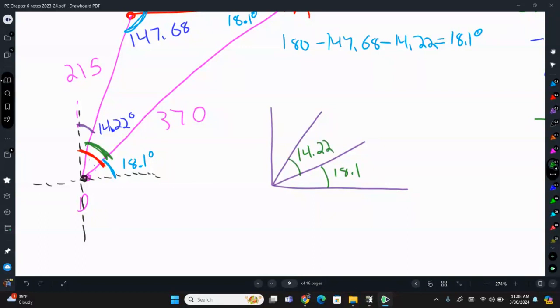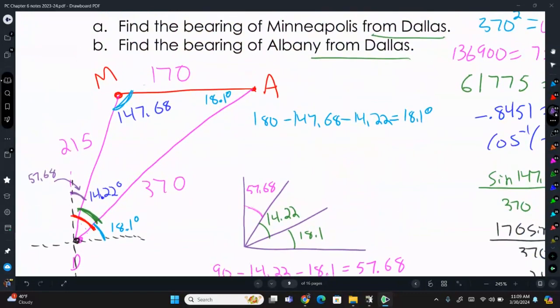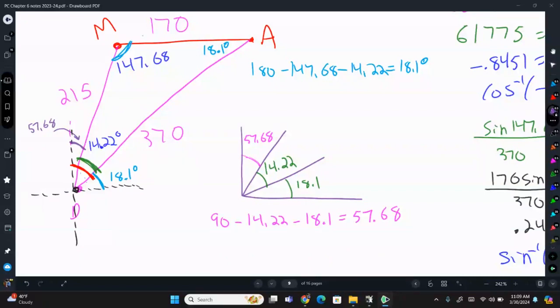14.22. We can figure out what this angle is now by doing 90 minus 14.22 minus 18.1, and that gives us 57.68. So now if we take that over to our main image, that's what this purple angle is right here, 57.68, which is what we're trying to figure out from the original problem that says, the angle from Dallas to Minneapolis.